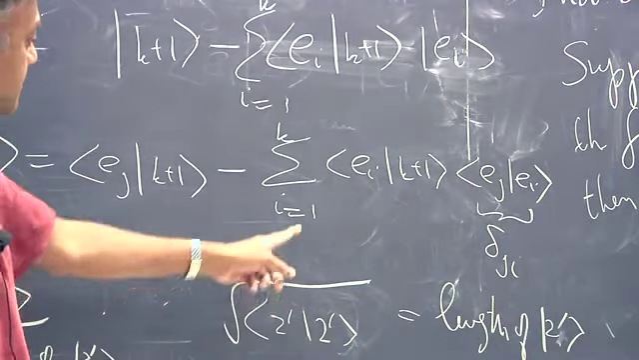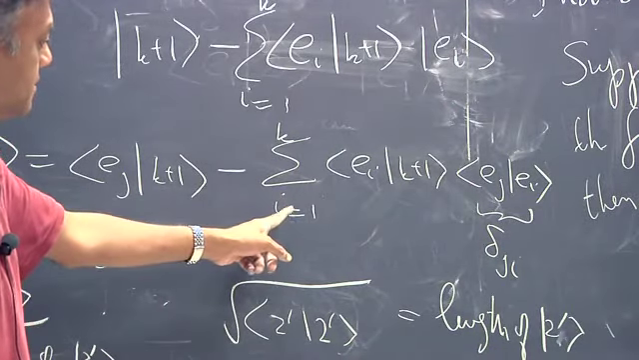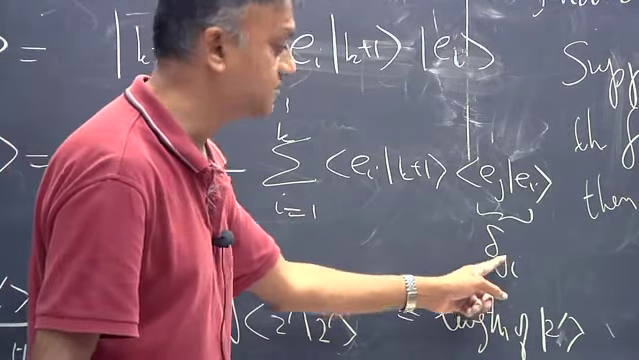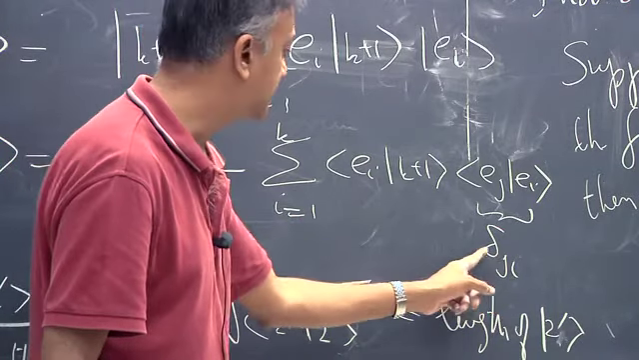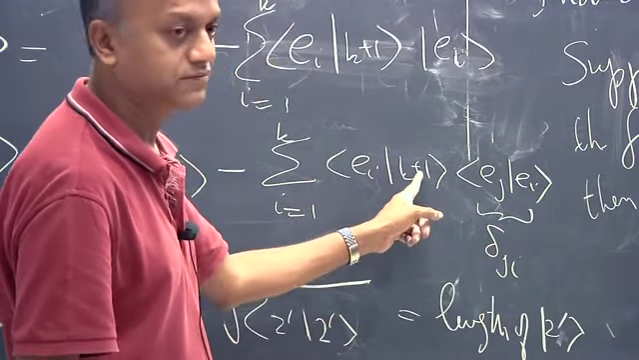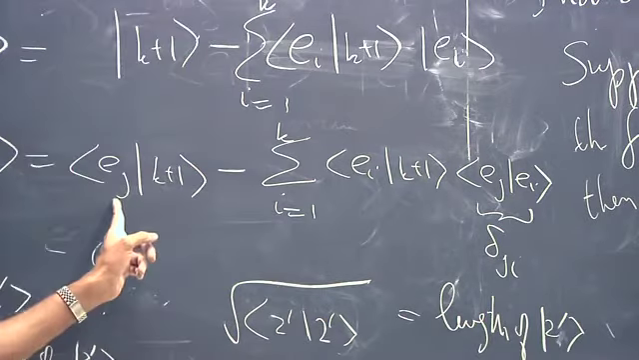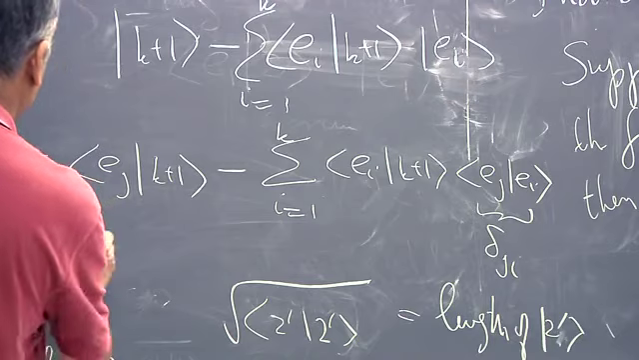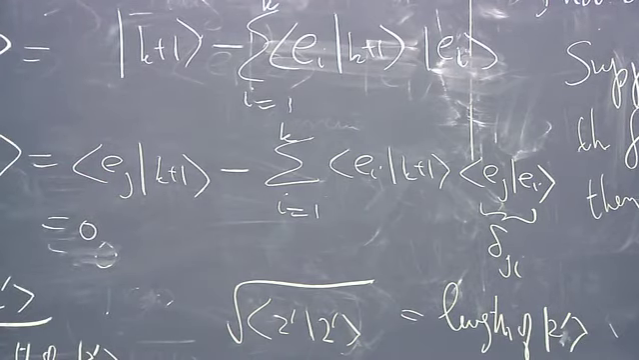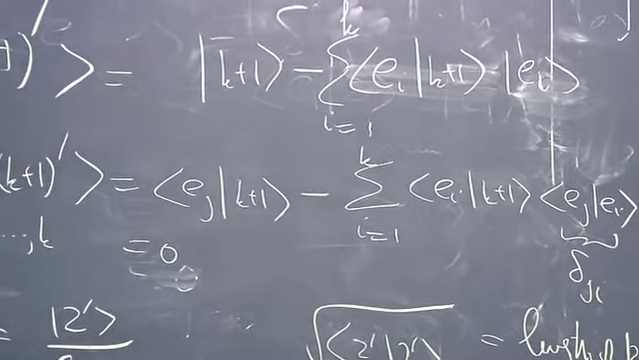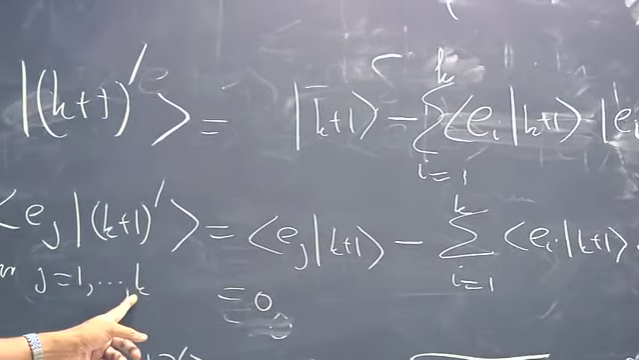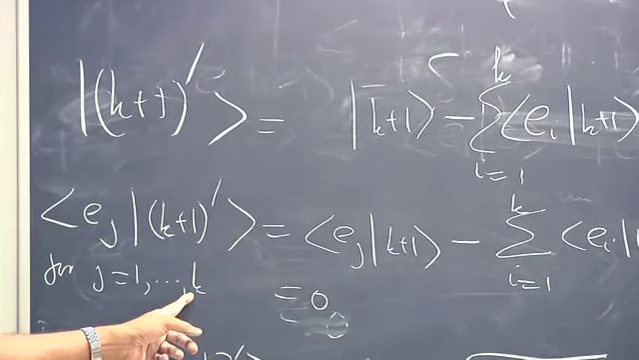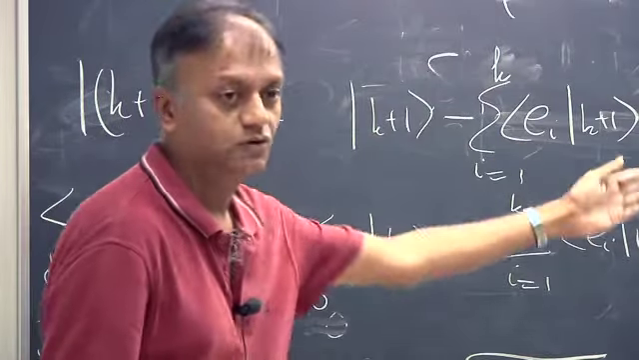Right? Now I sum over i from 1 to k. The only time it will be non-zero is when i is equal to j. And when i is equal to j, this is simply Ej with k plus 1, which cancels with that. Okay? So this gives you 0. So indeed, this vector k plus 1 prime that we have constructed is orthogonal to all the first k orthogonal vectors. Okay? The only thing is that its length may not be equal to 1.